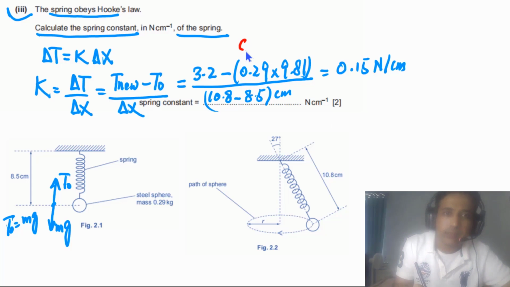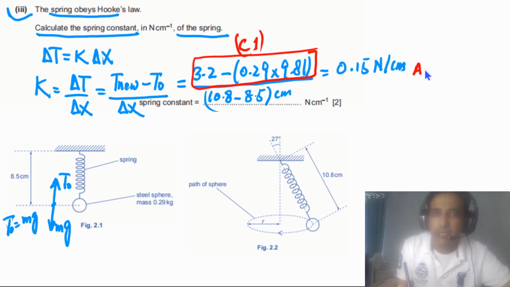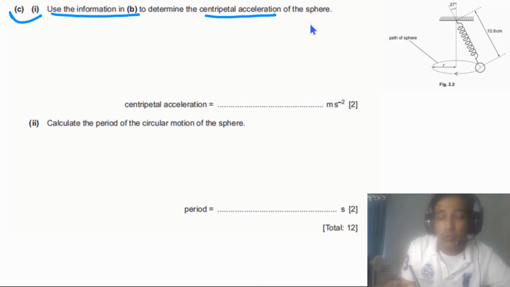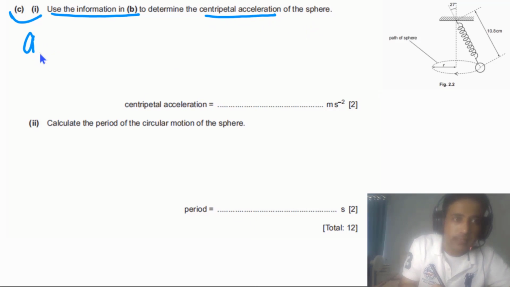The first mark, the C1 mark, you will get if you have written this part, and the second mark is the answer mark. If you got the right answer, you will get 2 marks. Part C1 says use the information in B to determine the centripetal acceleration of the sphere, and centripetal acceleration has to be equal to the centripetal force divided by the mass of the sphere.